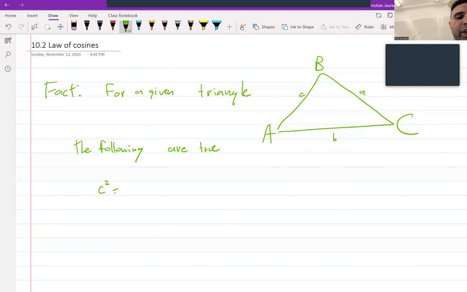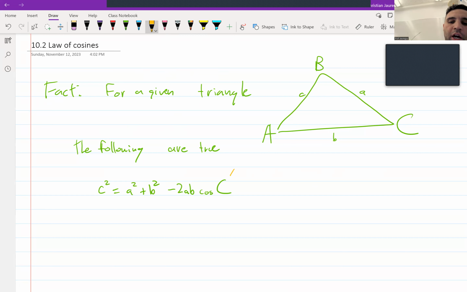C squared equals A squared plus B squared. And you must be thinking, right, I know that one. That's Pythagorean's theorem. But remember, these aren't right triangles. So we need an adjustment. Minus 2AB cosine of big C.